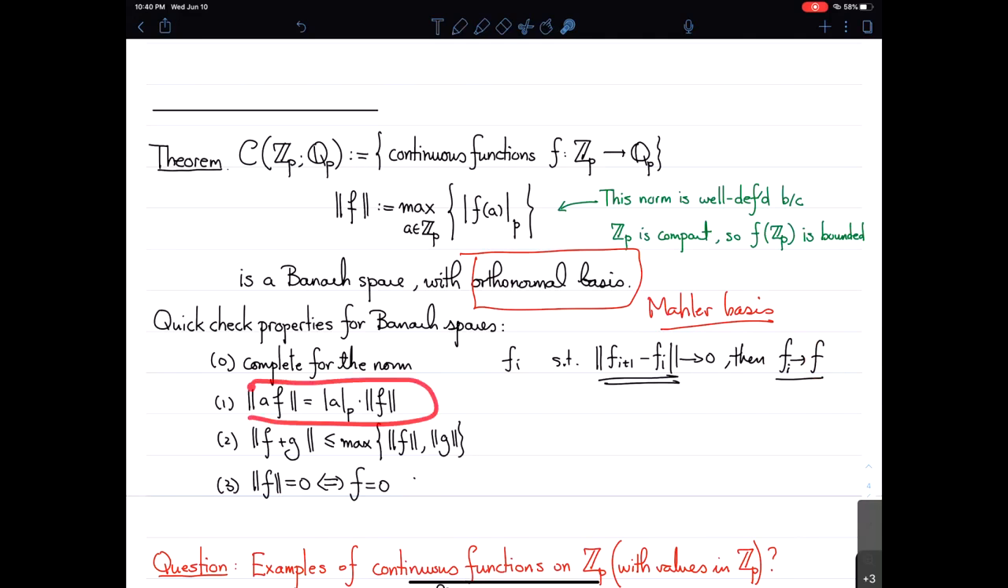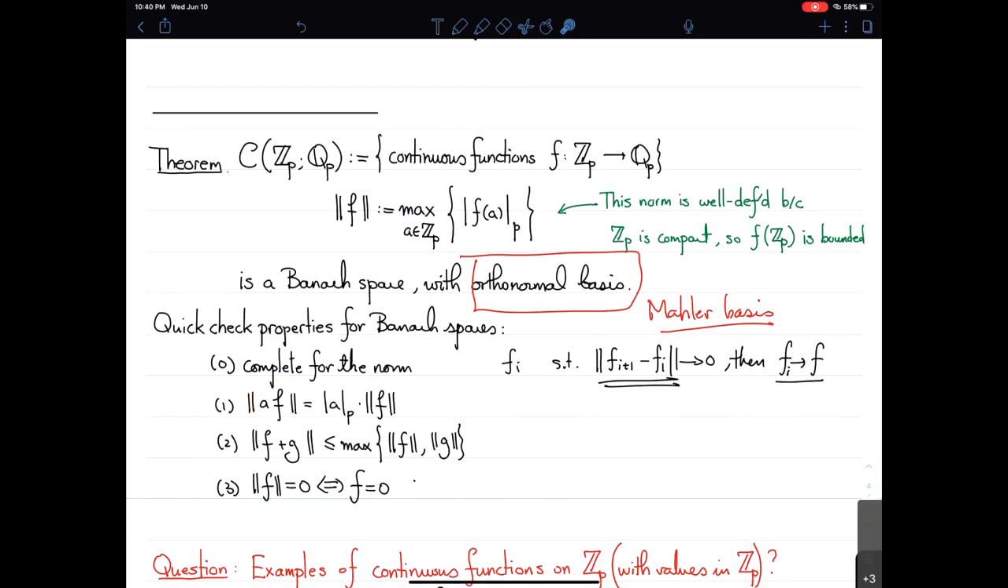And the second condition is obvious, of course. You multiply every term by some number, and there you go. And this also follows from the triangle inequality applied to each particular value. And norm being 0 means that the p-adic norm at each point is 0, and therefore it's just the 0 function. So this is very easy to show. It's a Banach space.